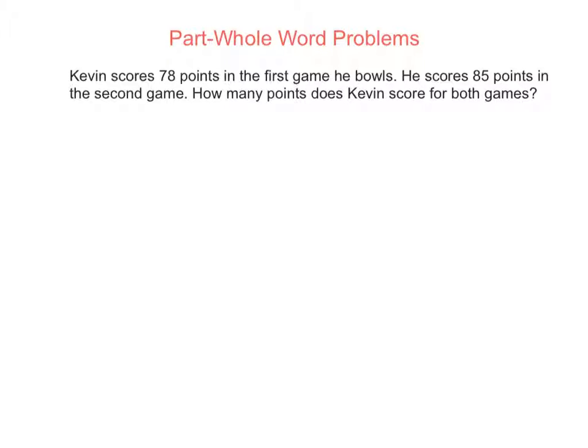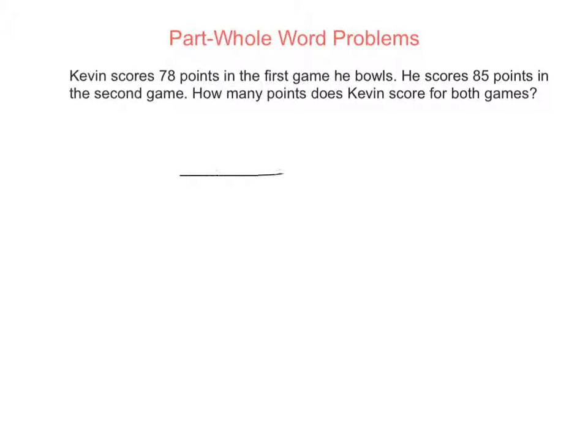Now, I want you to read this with me. Let's look at this word problem. Kevin scores 78 points in the first game he bowls. He scores 85 points in the second game. How many points does Kevin score for both games? Hopefully you remember that if you look at this question, you can see what it is asking us. This is asking us to find Kevin's score for both games. And I know most of you are probably going, Mrs. Huggins, I know, add. And yes, this is going to be an addition problem. But again, the point is we're learning how to set this up in a model so that we can solve more complicated problems in the future.